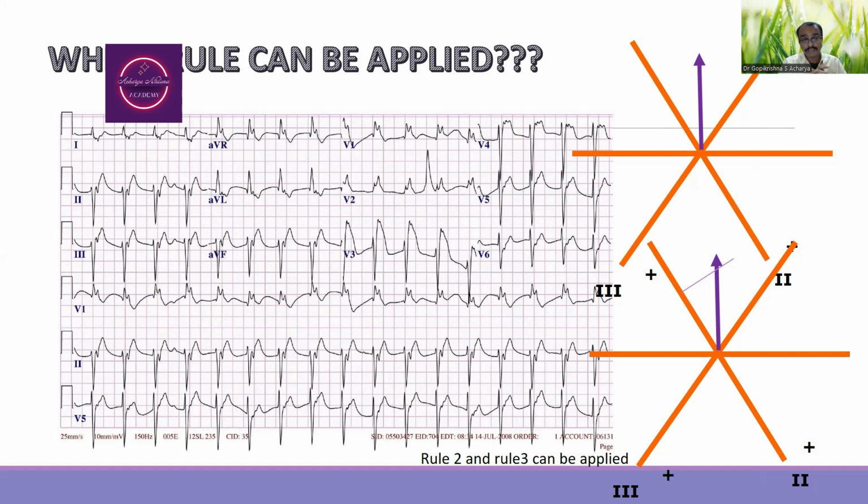And when you think about the deflections, they are negative. So that means it is exactly moving in the reverse direction of lead 2 and lead 3. That means minus 90 will be the electrical axis of this particular example. So that means it is a left axis deviation.